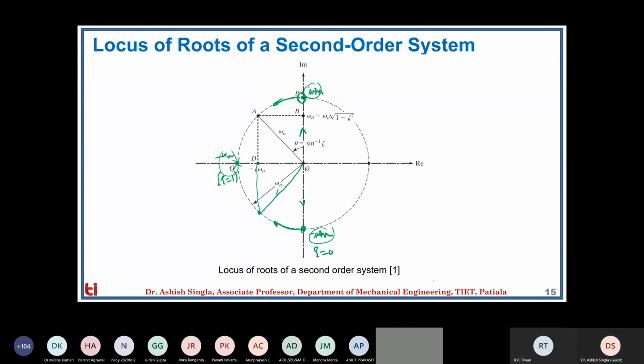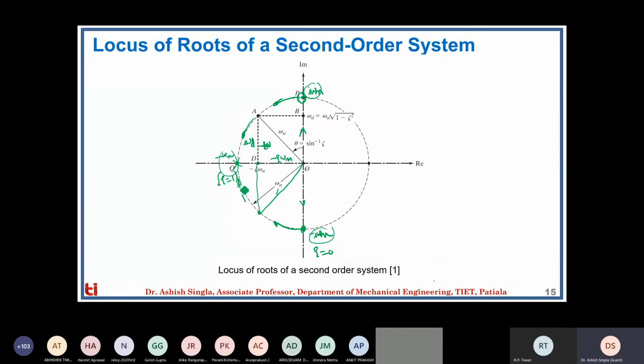So this value of the root we know is minus zeta omega n, this real part, and the complex part of the root we know is iota omega d, the vertical part. So as we keep on increasing the value of zeta, the roots will follow this path.